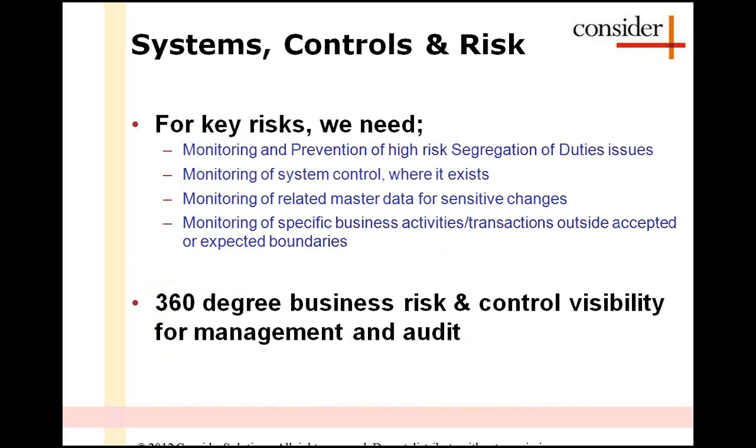So in terms of balancing our risk, for stuff that matters, key risks if you like, yes, we need to monitor and prevent high-risk segregation of duties issues. We need to do that. But as we know, that's not enough. We also need to monitor any embedded system controls where they exist, which might be the three-way match, the process control. We also need to monitor related master data for sensitive changes if that affects this risk. And we monitor the specific business transactions, which may fall outside accepted boundaries. If we do all four of those, then we've got a 360-degree kind of risk and control visibility, which really helps, and it also helps us focus on what's important.